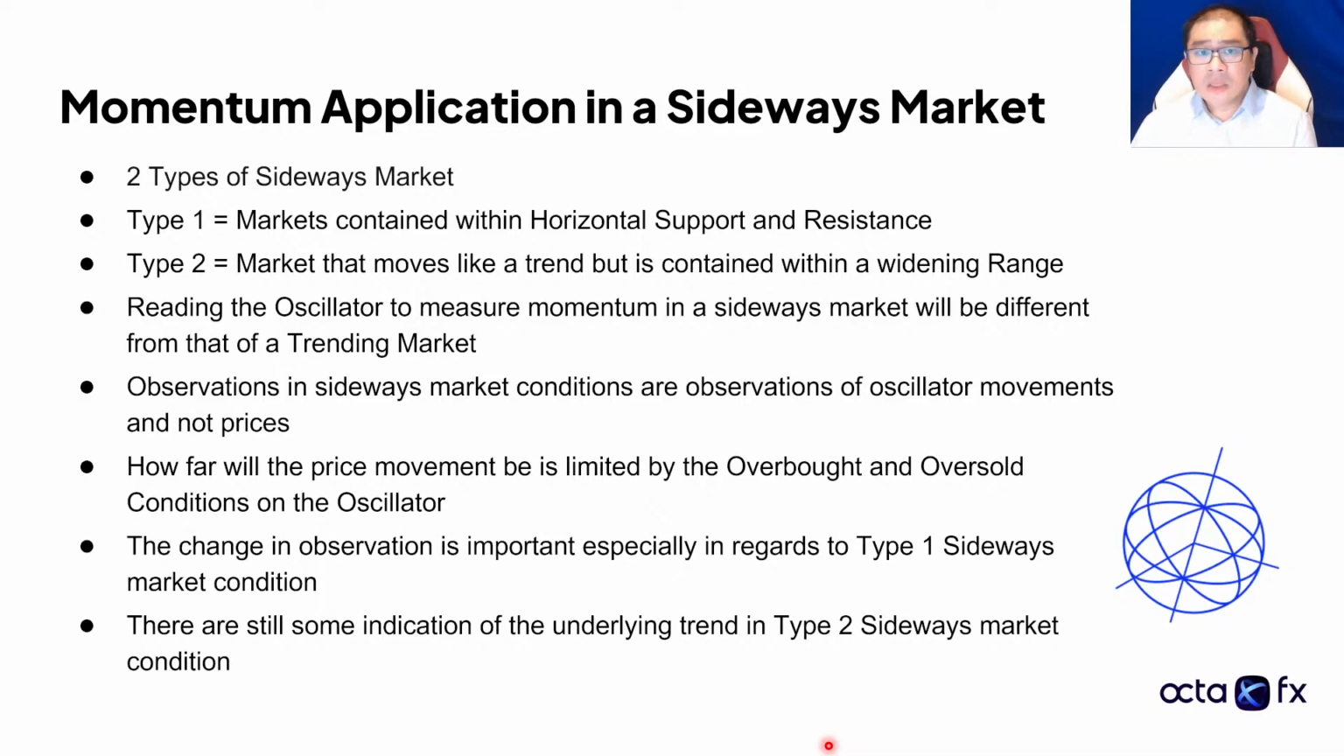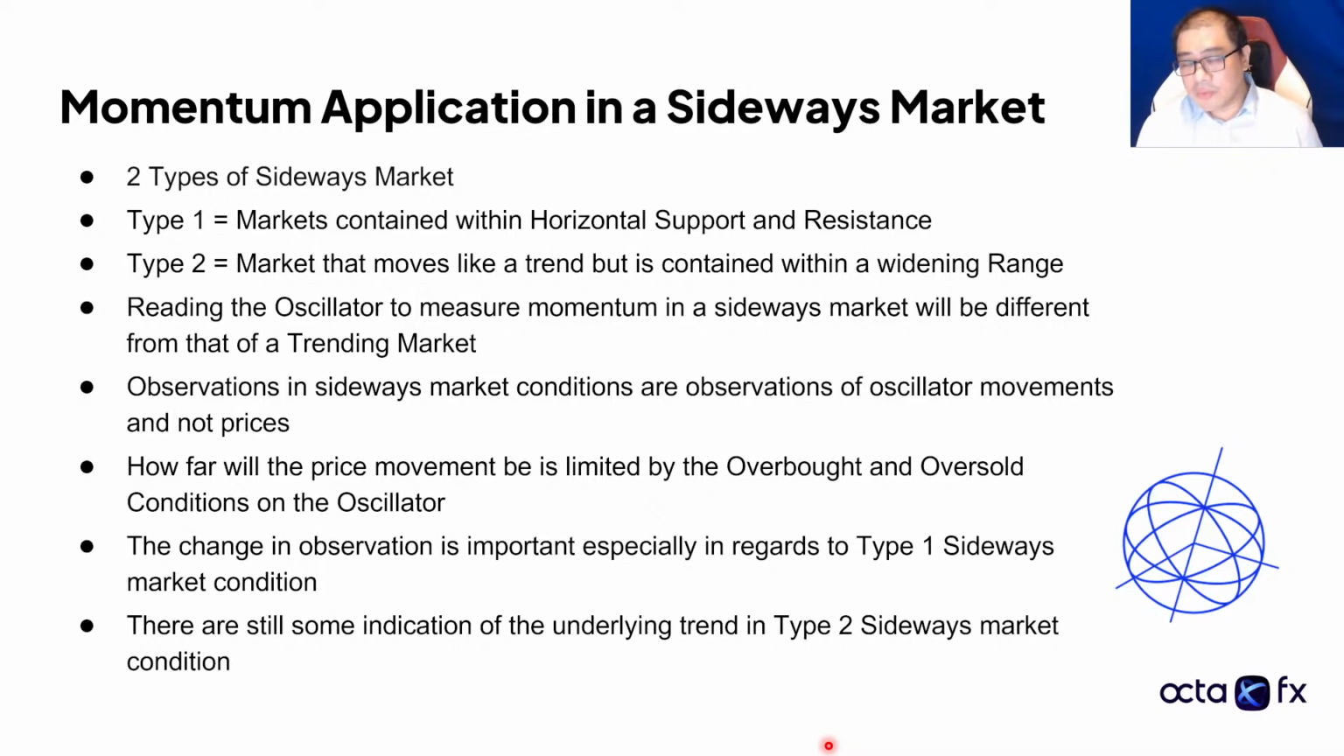Okay, so we are going to apply this in a sideways market condition now. We have been talking about a trending market, and it's actually going to be easy if you understand that. Okay, sideways market is actually going to be a little bit more complex. You know why? Because there's actually 2 different types of sideways market condition. Number 1, markets that are contained within horizontal support and resistance.